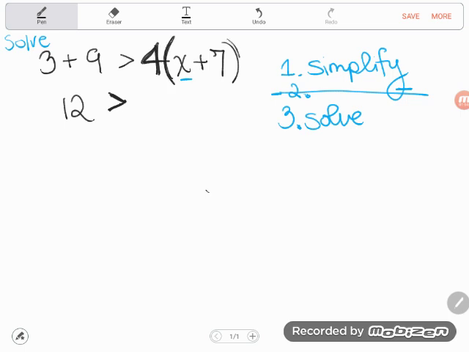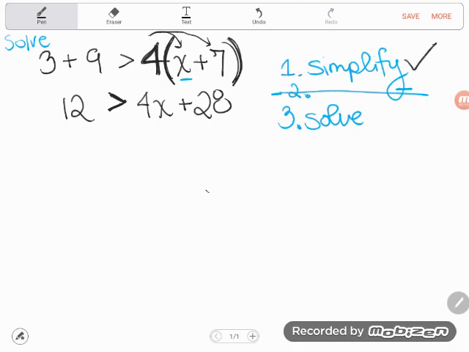I know how to multiply 4 times terms inside of a parentheses. You basically just pass it out. That's known as the distributive property. If you don't know about that, go check out the video on that. It's a prerequisite skill for this. So 4 times x is 4x. And 4 times positive 7 is positive 28. Or another way to think about it, if I added 7 4 times, I would have added a total of 28. Great, so now I simplified both my left and right hand sides.